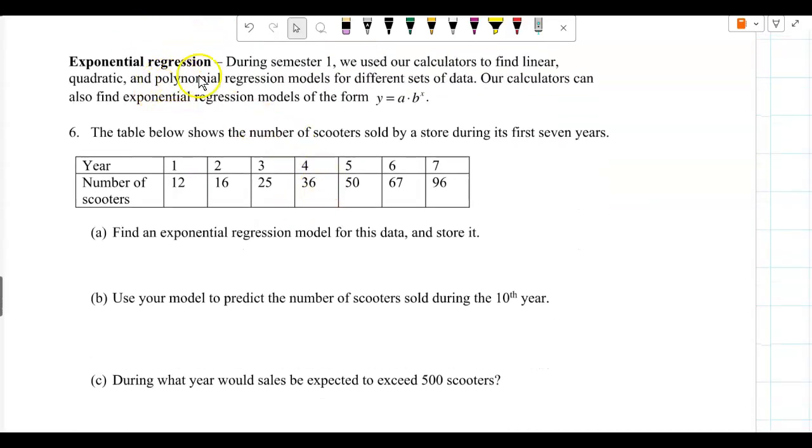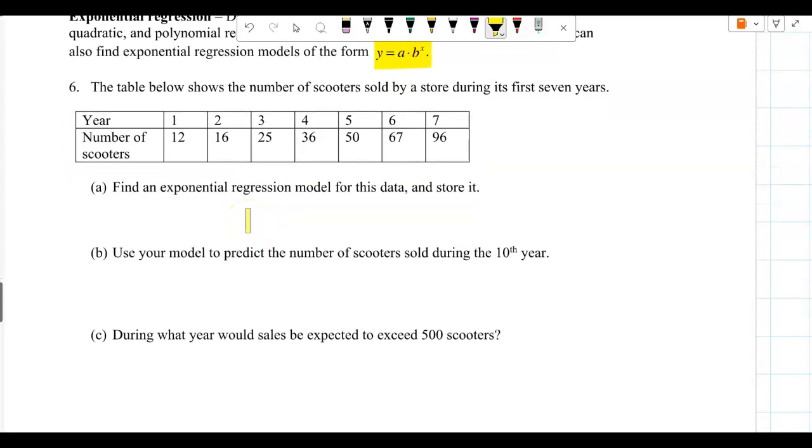Exponential regression. During semester 1, we used a calculator to find linear, quadratic and polynomial regression for a set of data. Our calculator can also find an exponential regression model. So same thing, you just enter it in there, then work it out. There's nothing in it.